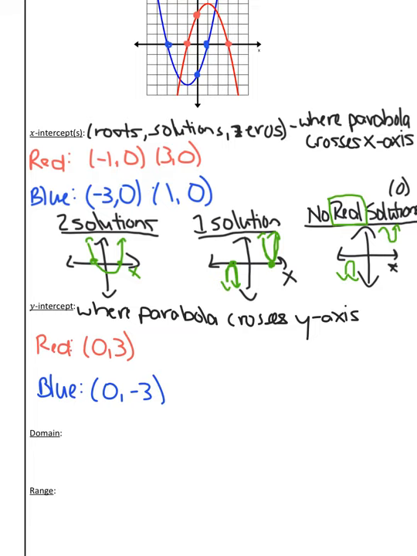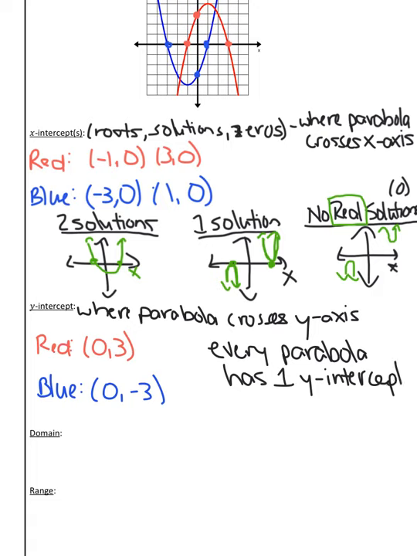It's important to note here that every parabola has one y-intercept. It's exactly 1. If you can't see the y-intercept on a graph, then you'd have to plug in 0 for x and solve for y in your equation to calculate it. It's always that y-intercept.